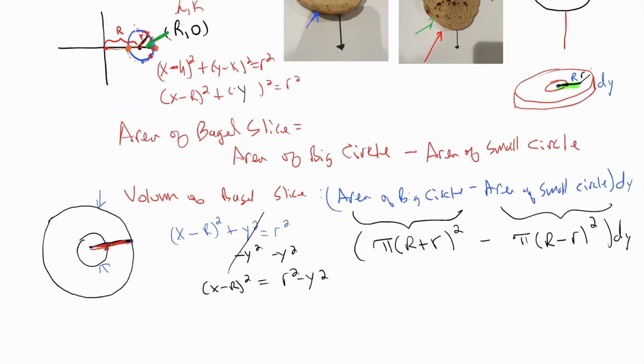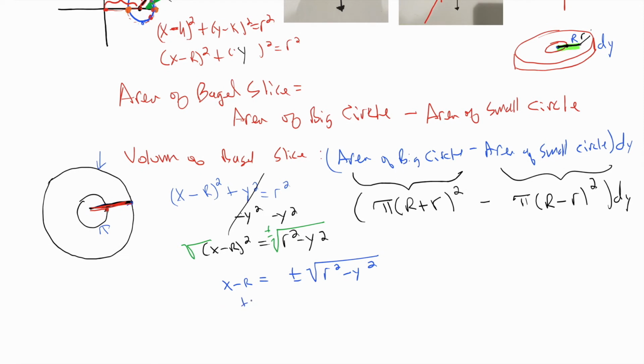Now let's go ahead and square root both sides. Root, plus or minus root. Okay, so this root right here is going to take care of that square right there. So they'll kill each other. So you end up with x minus r equals plus or minus square root of r squared minus y squared. Then we can move this little r over here, plus r, plus big R, and you're going to get x equals big R plus or minus the square root of little r squared minus y squared.